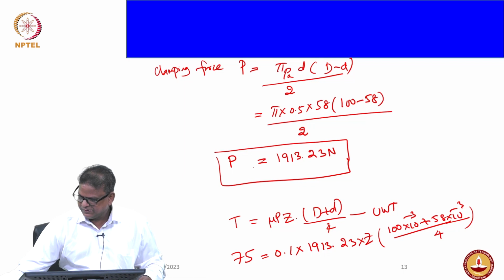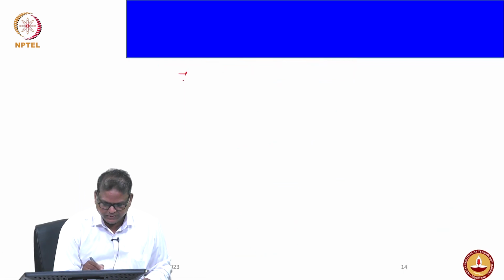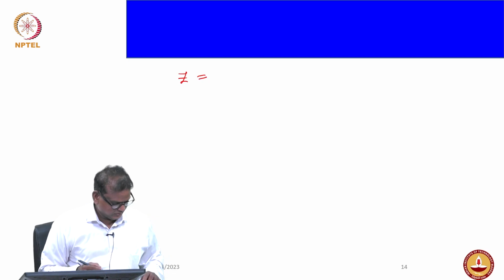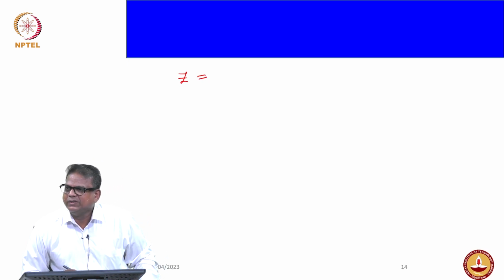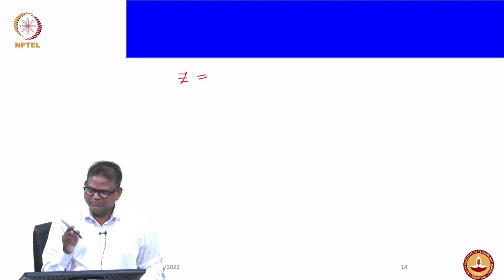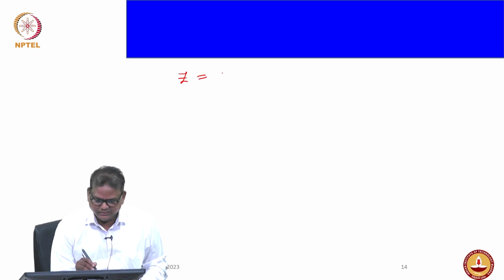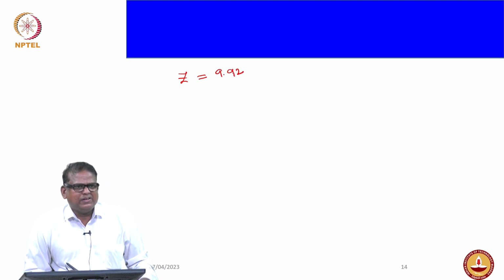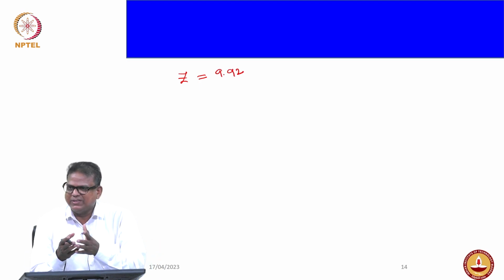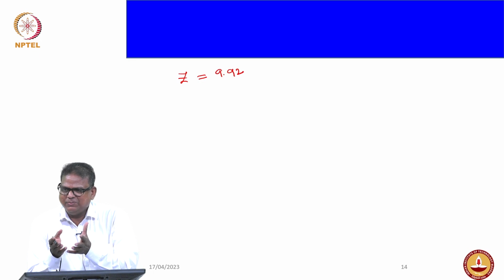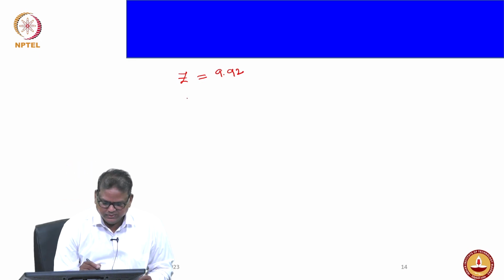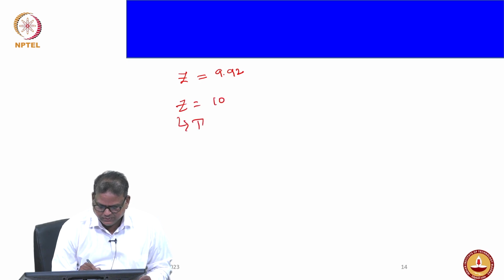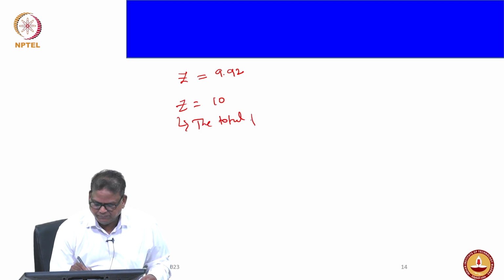The Z value comes to about 9.9. Obviously the number of surfaces cannot be a decimal; it has to be a whole number. So the total number of surfaces is 10, the total pair surfaces.